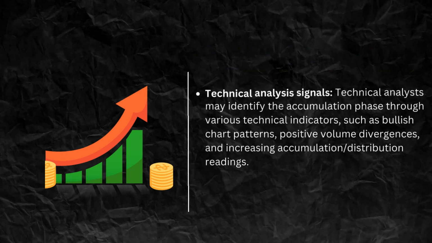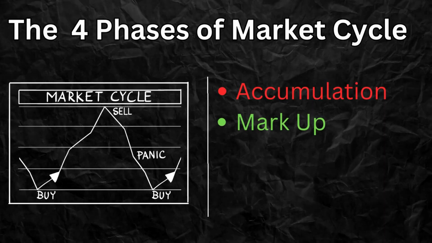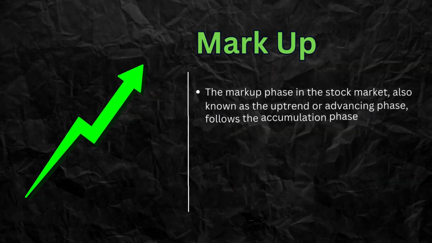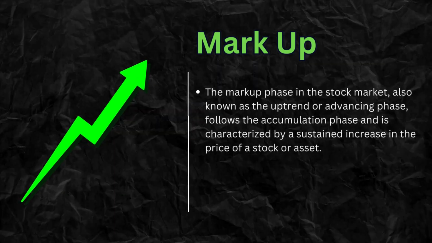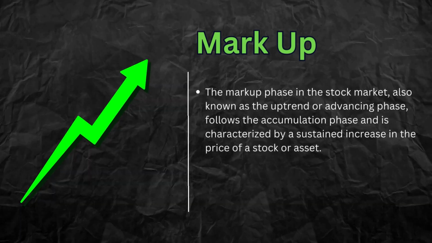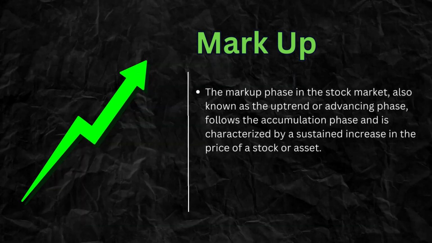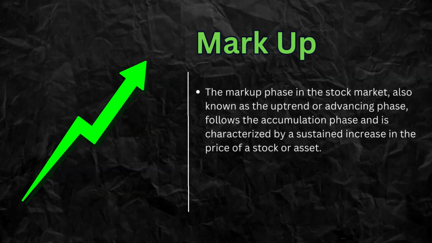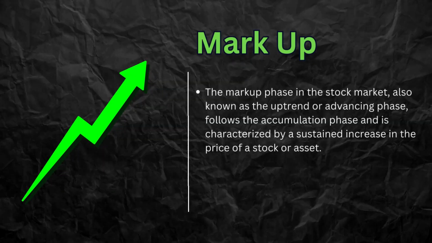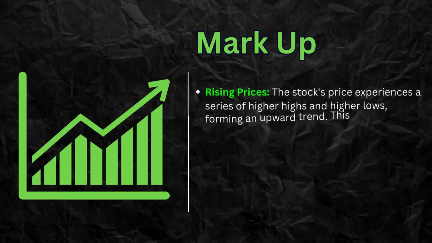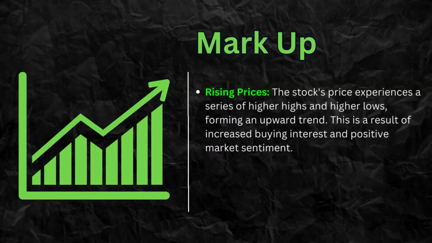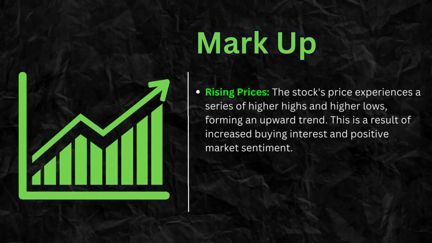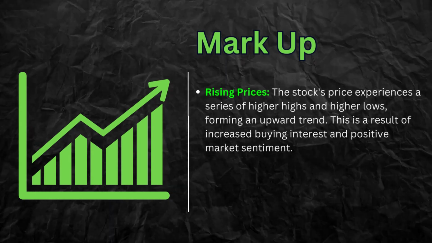After the accumulation phase, the next phase we are going to see in the market cycle is the markup phase. The markup phase in the stock market is also known as an uptrend or an advancing phase. Basically in this phase, the stock prices are rising drastically towards the upside, and also in this phase the momentum players or the momentum traders kick in to take advantage of the bullish rally. In this phase, the stock prices experience a series of higher highs and higher lows, forming a strong upward trend, and this is the result of increased buying interest and positive market sentiment.